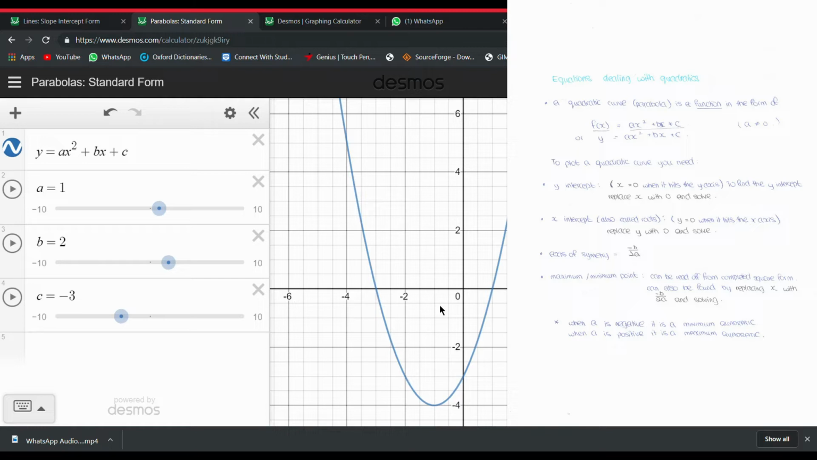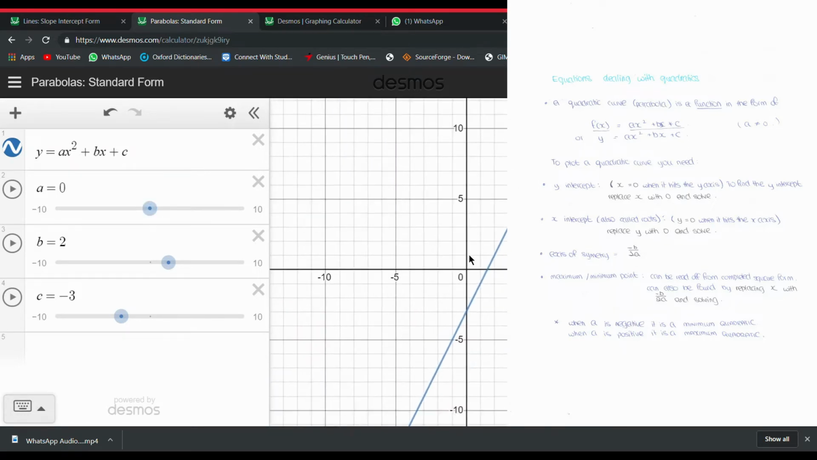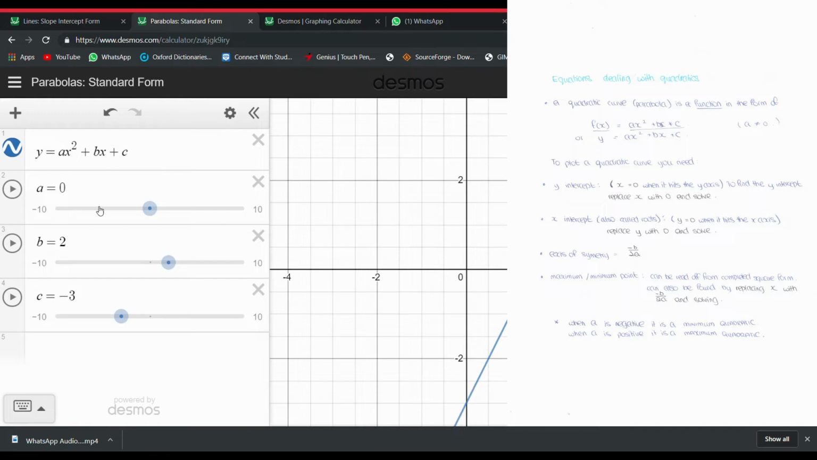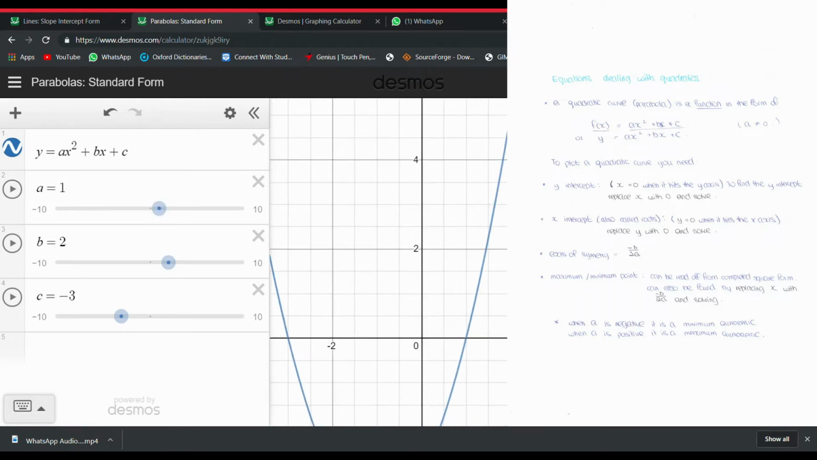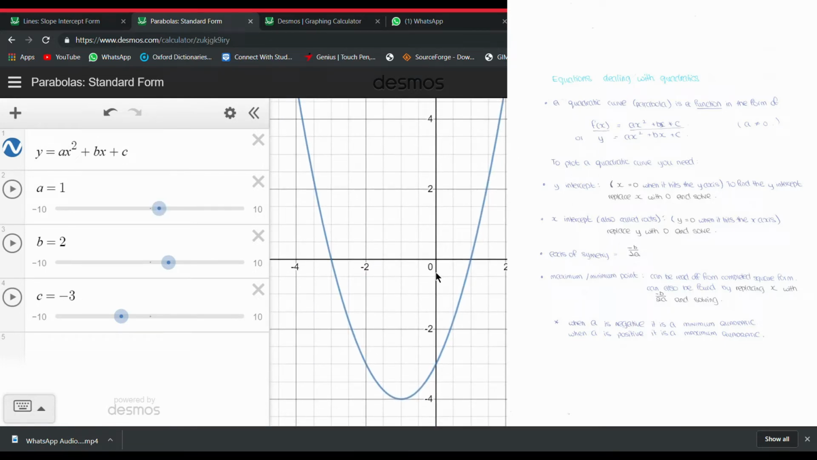Now, remember, for a quadratic function, a is not equal to 0. In other words, if a was 0, it would just be a straight line because there'd be no x squared. 0 by x squared is 0. So in this case, we're looking at 1. Now, if you didn't have this software, you still have to plot a quadratic for the test, most likely. So how are you going to do that, knowing absolutely nothing?